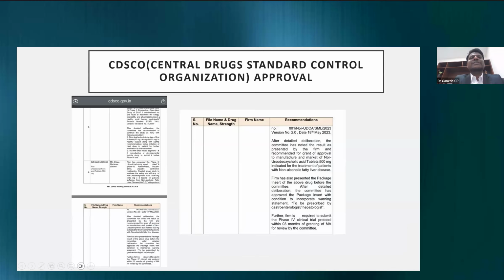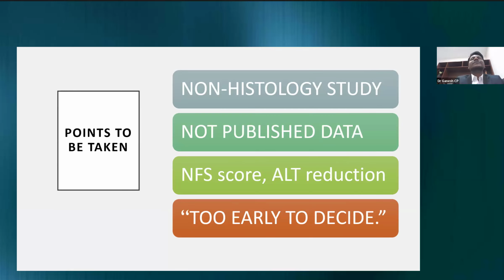One more thing, this study is not yet published in any journal. Based on this unpublished phase 3 study, the CDSCO, Central Drugs Standard Control Organization of India, gave approval to use this drug for the treatment of MASLD. So what is the take home point from this study? If you ask me, this is a non-histology study and it is non-published data. There was improvement in NFS score and ALT reduction, I agree, but still it is too early to decide and use this drug for the treatment of MASLD.